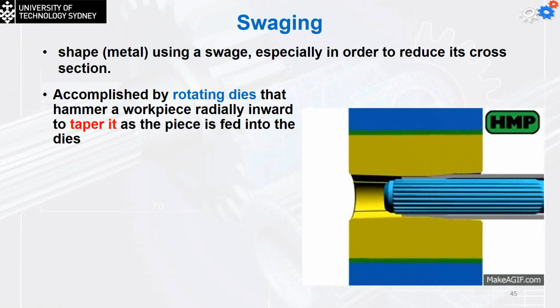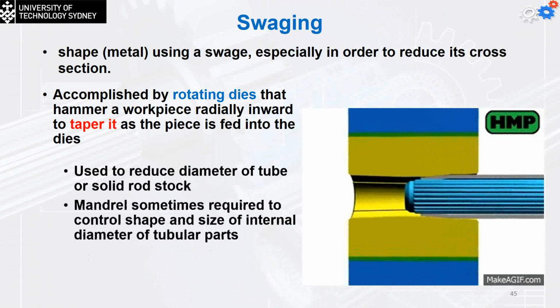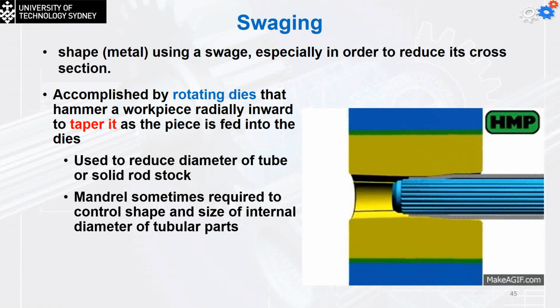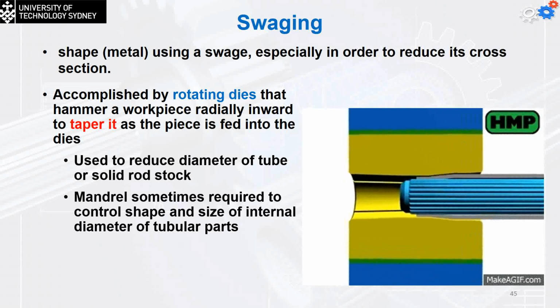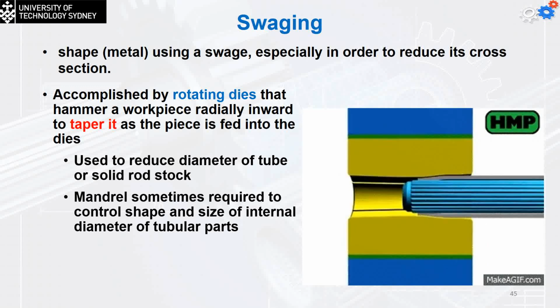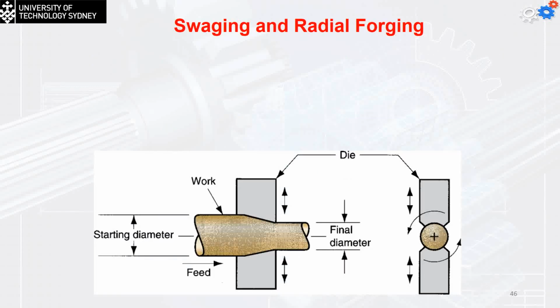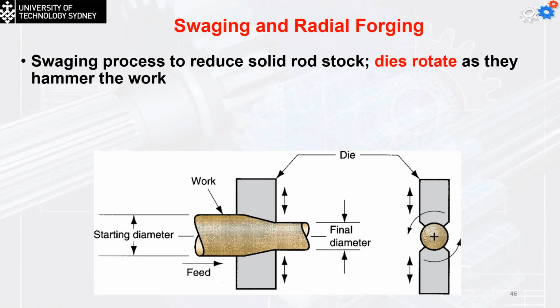Swaging and the radial forging process. Now, in this case, as we mentioned, the die is going to be rotating. The part is swaged, and the part is going to be rotating. And this is for the solid part. We're going to reduce the diameter to a new shape with the presence of the taper. The swaging process is used to reduce the solid rod stock, where the dies rotate as they hammer on the work, and thus make it smaller with the same proportions in all the dimensions.